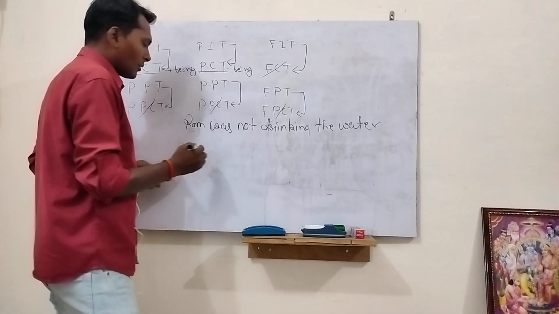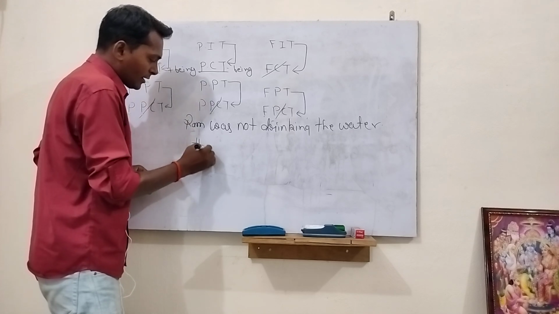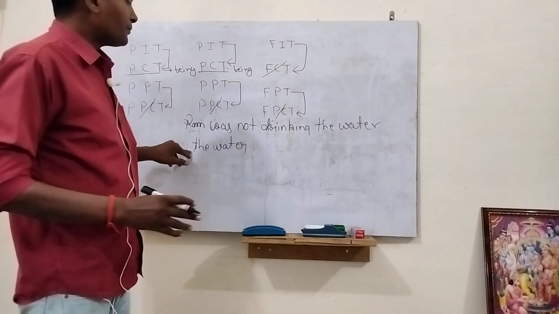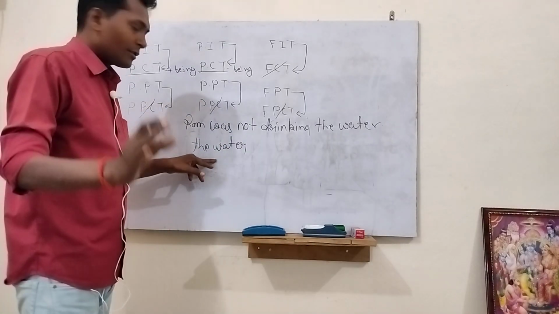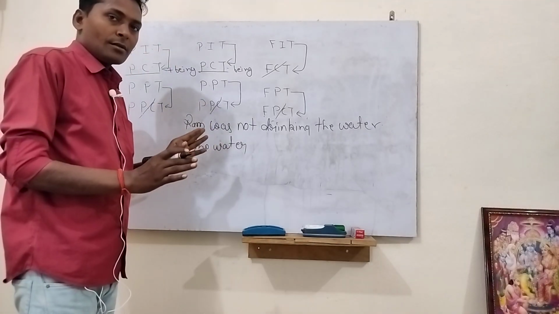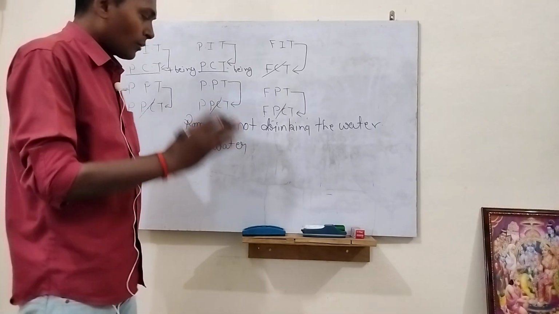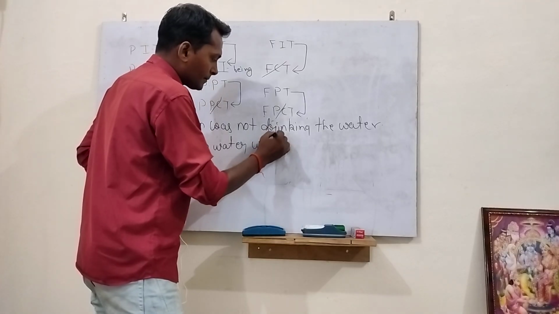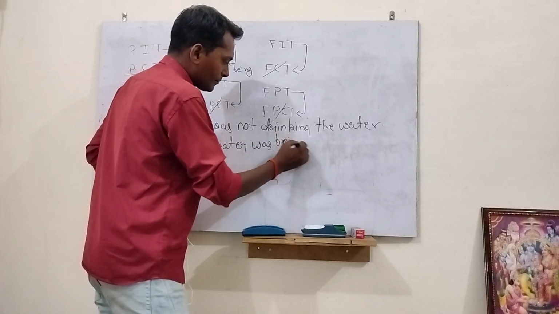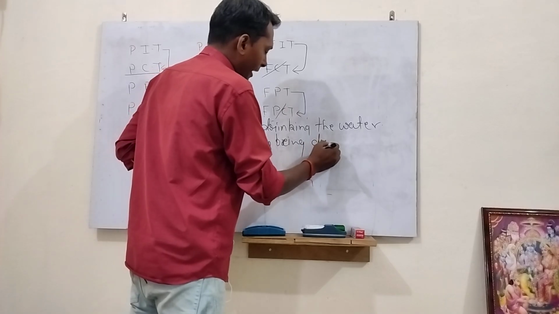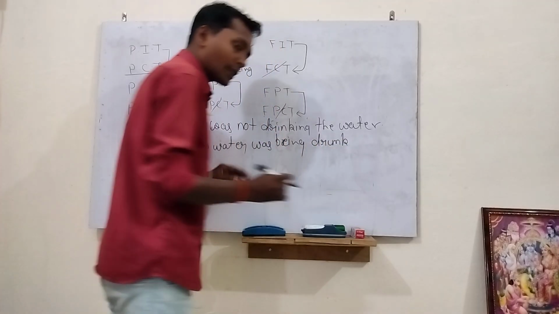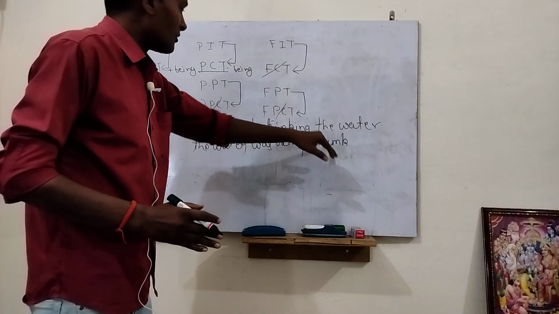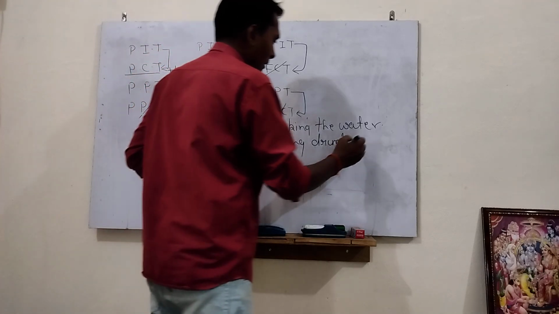So what will be that? The object will come as a subject. The water will come first. The water is here. Now, the water is singular. We have to use was. If it was plural, we have to use were. So the water was being drunk. Drink, drank, drunk. Verb की third form we have to use here. The water was being drunk by Ram.